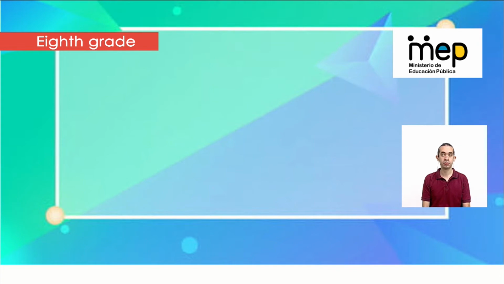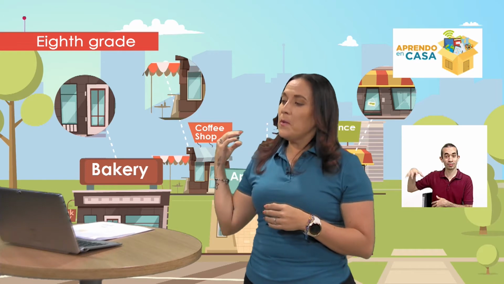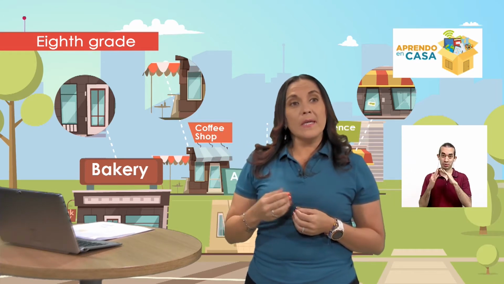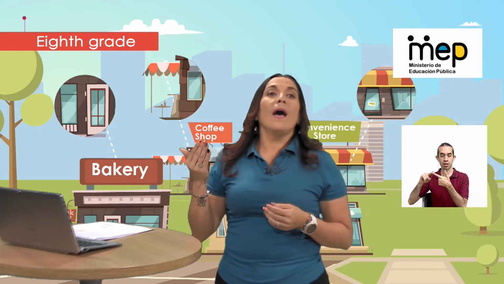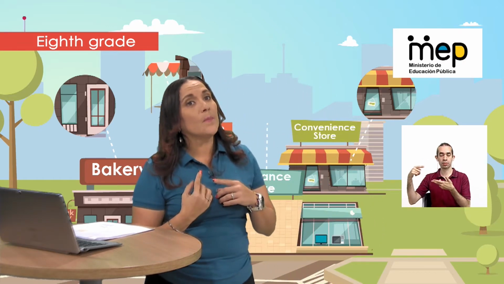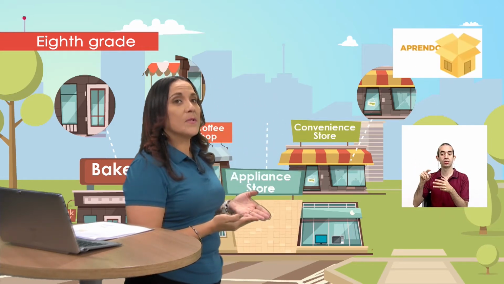I am in the middle of a town, okay? So, this is a town. Can you see? Here we have a town around me. As you can see, we have a bakery, we also have a coffee shop, and we have a convenience store, and also an appliance store, okay, as you can see here. So, let's imagine that this is your town, okay? So we are going to say where the places are located.